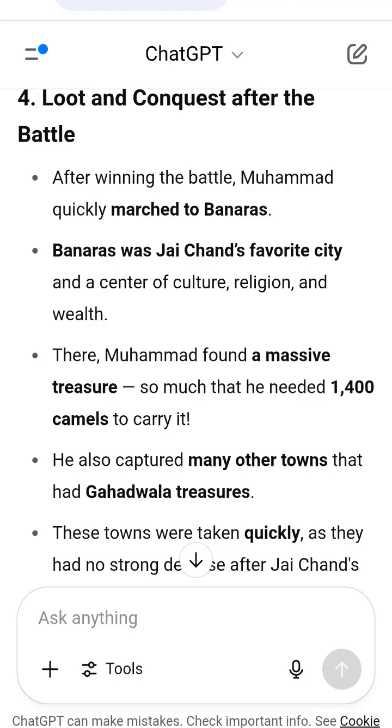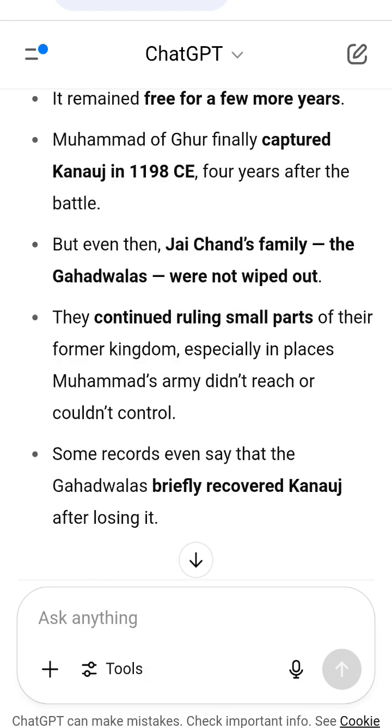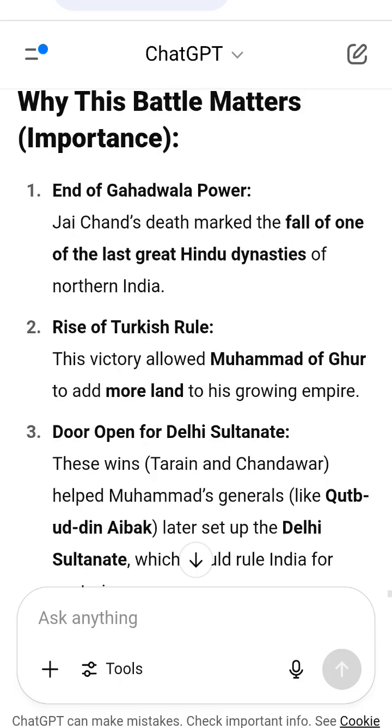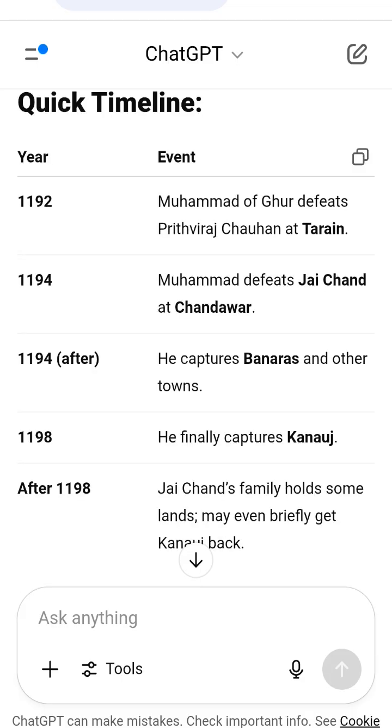Quick timeline. Year, event. 1192. Muhammad of Ghur defeats Prithviraj Chauhan at Tarain. 1194. Muhammad defeats Jai Chand at Chandawar. 1194. After, he captures Banaras and other towns. 1198. He finally captures Kanauj. After 1198, Jai Chand's family holds some lands, may even briefly get Kanauj back.